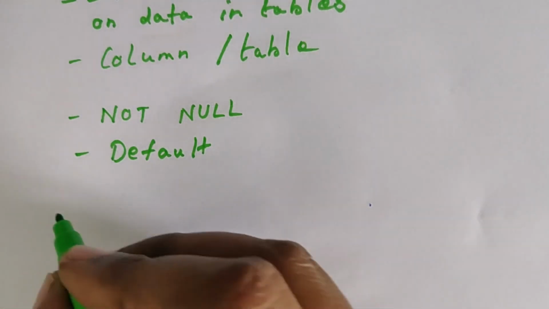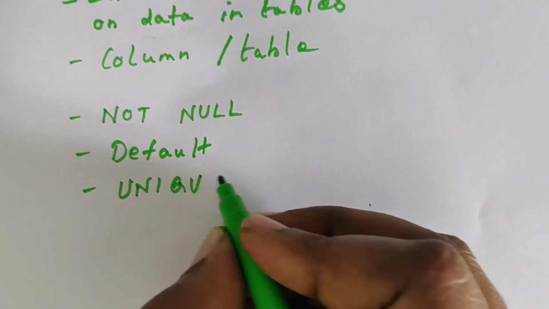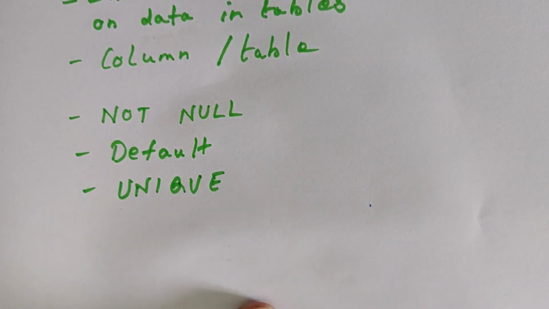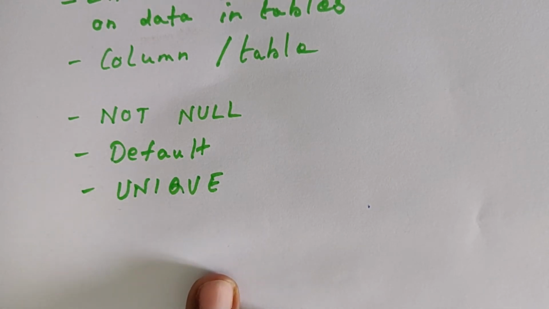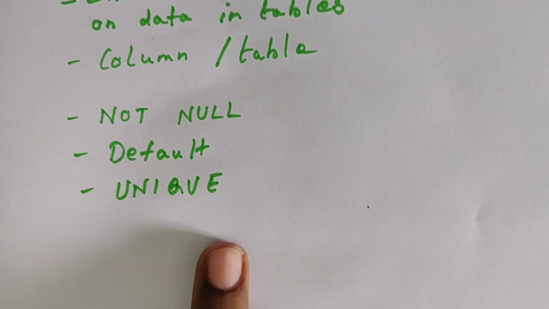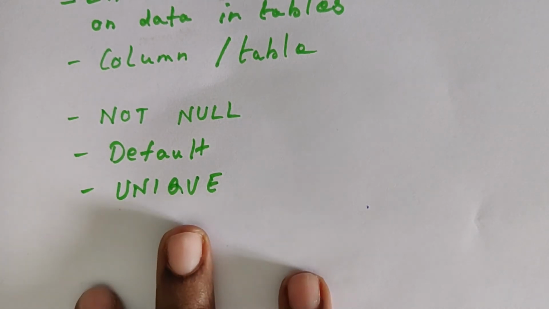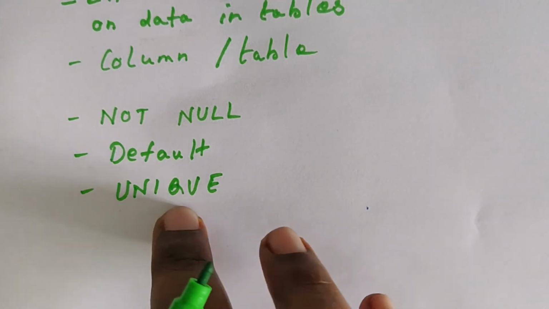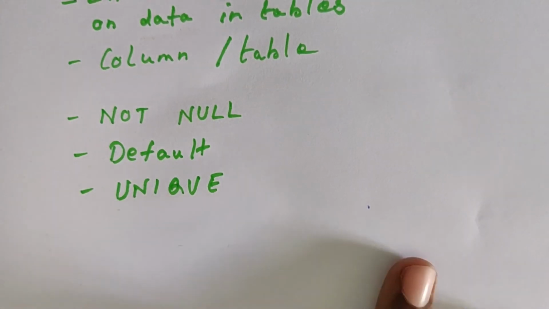And the third one is UNIQUE. The unique constraint, as the name says, means that in any table or column, no two values will be the same, which means all the values will be different from one another. All the values will be unique. This is the meaning of using the unique constraint.